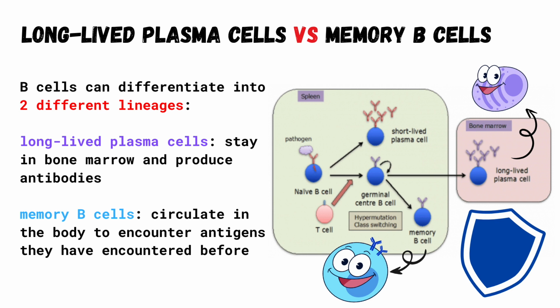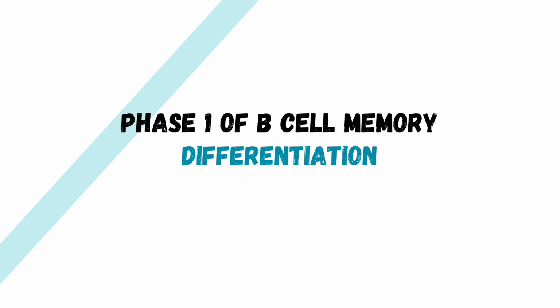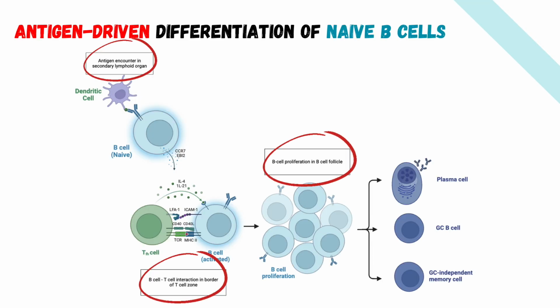Together, these B cell subsets form a strong defense network, ensuring the body has both immediate protection and long-term immunity against threats. Next, we will be looking deeper at the two phases of B cell memory. Phase 1 of B cell memory is characterized with the antigen-driven differentiation of naive B cells. Follicular dendritic cells present the antigen to naive B cell receptors.